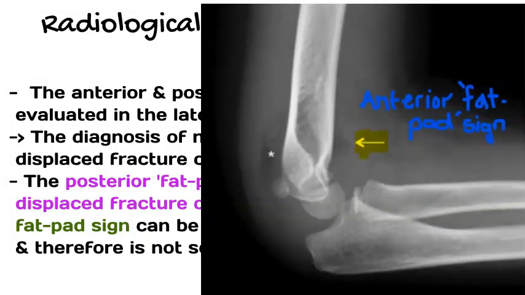This figure illustrates the anterior fat pad sign that might be normal in an elbow lateral view. The asterisk shows the posterior fat pad sign is present. That might indicate a minimally displaced or undisplaced fracture of the supracondylar region.